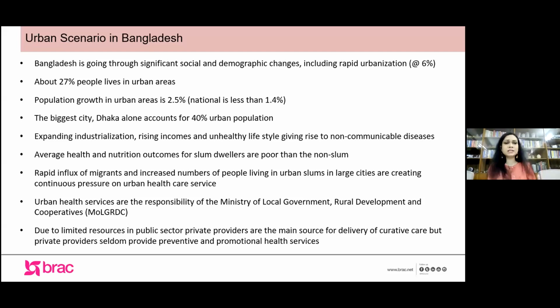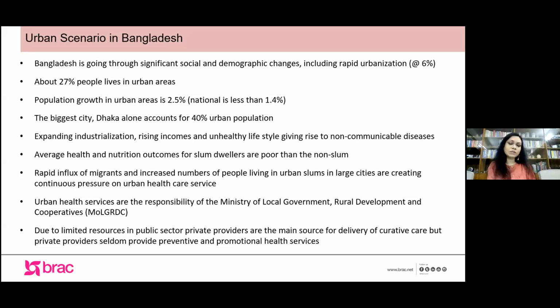And the biggest city, Dhaka, the capital city, which is a mega city, is alone hosting 40% of the urban population. So our urban population is hugely suffering from non-communicable diseases, mostly due to rapid industrialization, rising income, and unhealthy lifestyles. Nutrition is a problem everywhere, but it is one of the major problems in urban slums, even compared to rural areas.